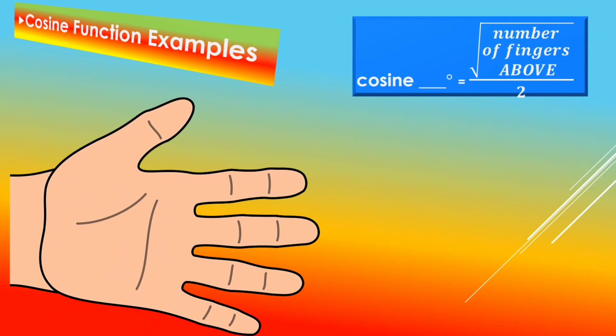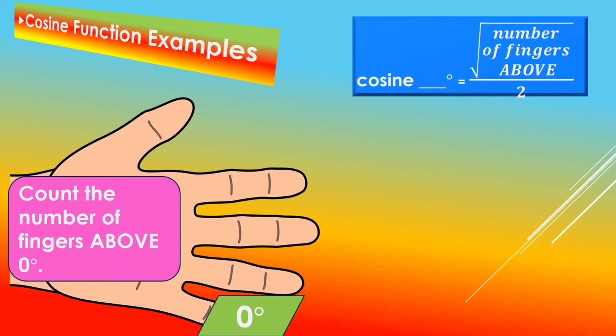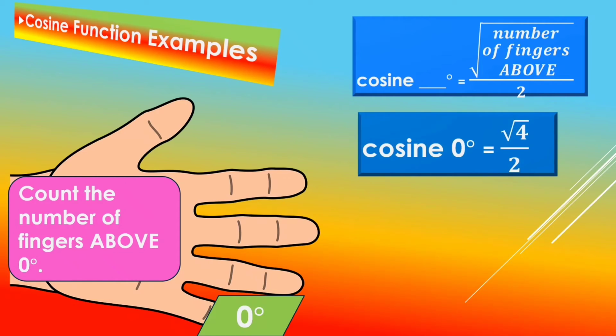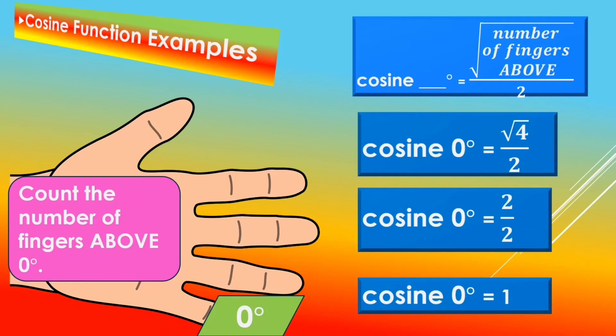Next, example. Cosine 0 degrees. So count the number of fingers above 0 degrees. So for cosine 0 degrees is equal to the square root of 4, which is the number of fingers above 0 degrees over 2. So we have cosine 0 degrees is equal to the square root of 4 is 2 over 2. Hence, cosine 0 degrees is equal to 1.